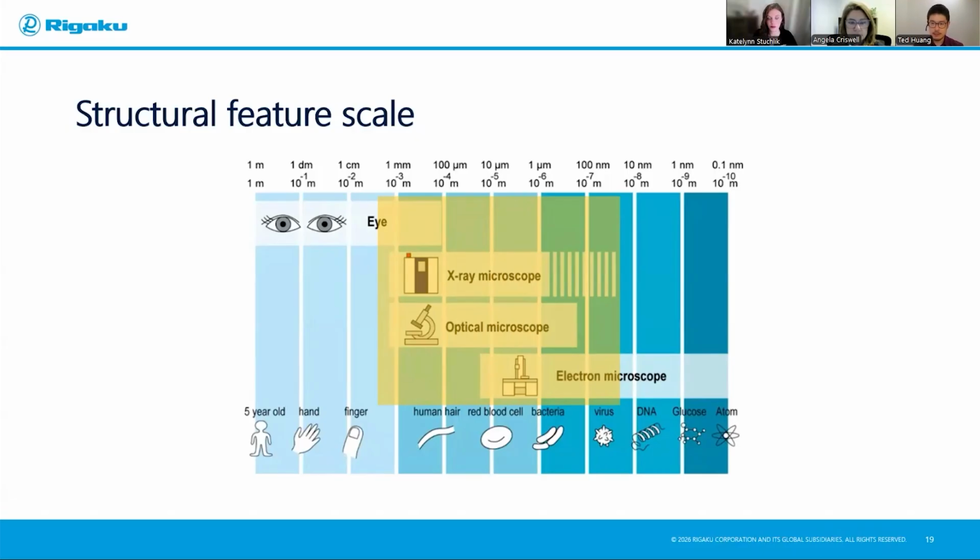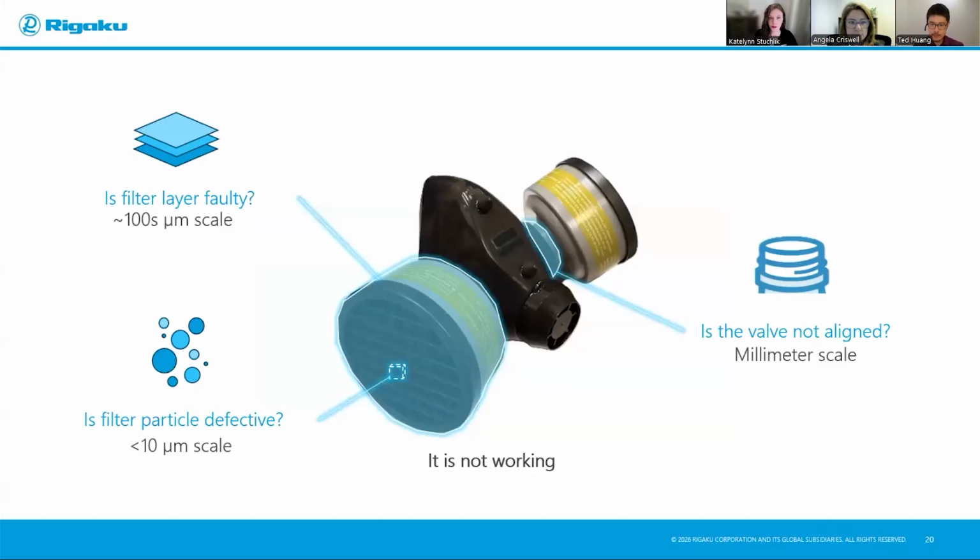So it's providing you with that wide range of scale that you can look at different factors. So let's get back to this example that I talked about, the respirator. Let's see how CT can help.